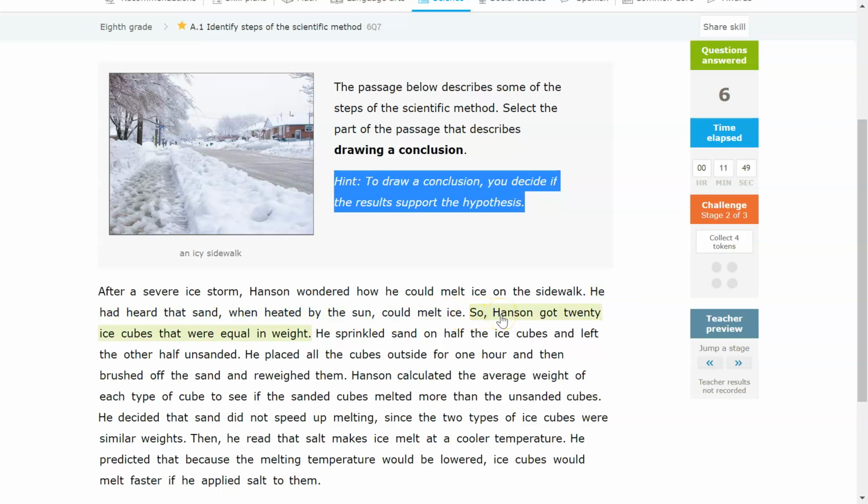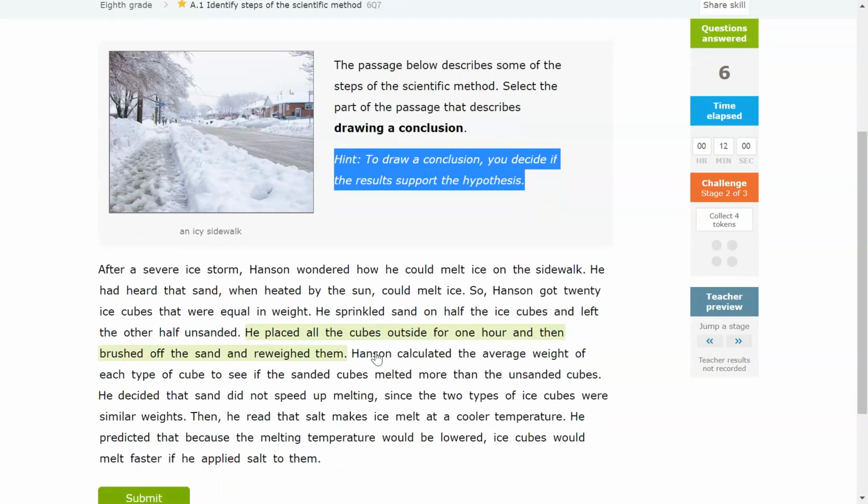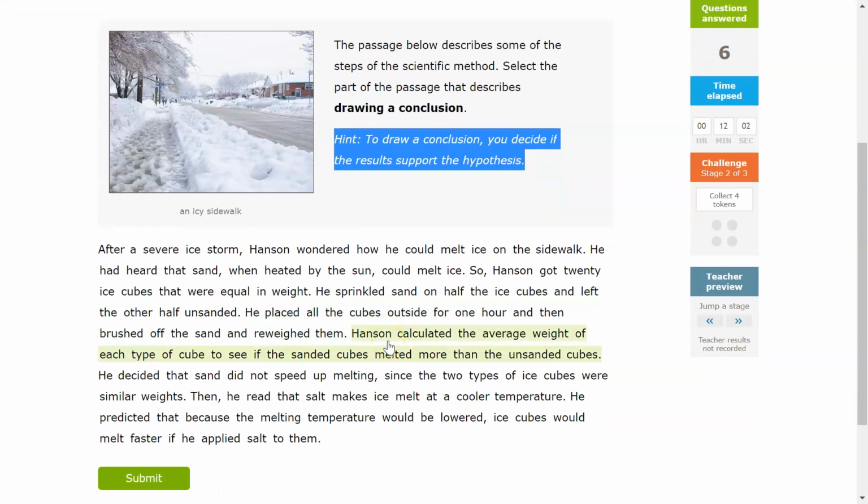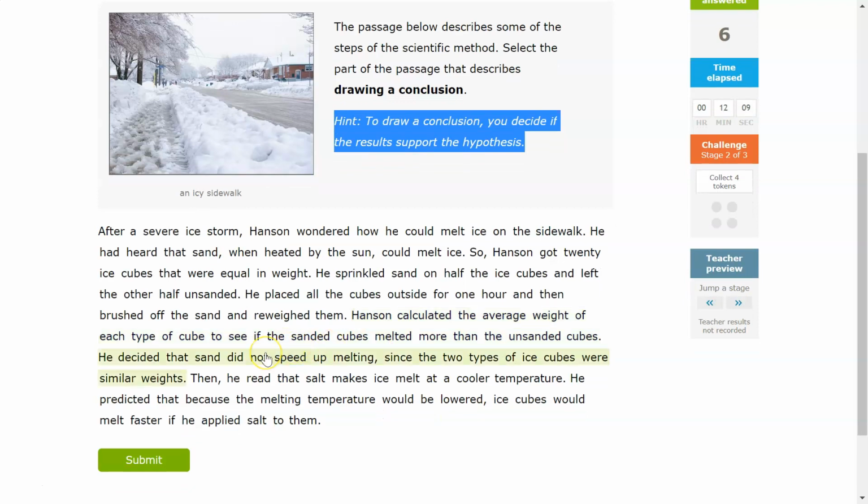He had 20 ice cubes that were equal in weight. So now we're getting closer to the experiment portion. He sprinkled sand on half of the ice cubes and left the other half unsanded. He placed all the cubes for 1 hour and brushed off the sand. Hansen calculated the average weight of each type of cube to see if the sanded cubes melted more than the unsanded cubes. Did a lot of experimenting. He decided that the sand did not speed up melting since the two types of cubes are similar weights.